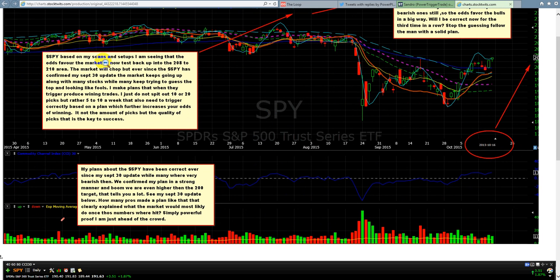SPY, based on my scans and setups, I am seeing that the odds favor the market to now test back up into the 208 to 210 area. Now, believe me, when the SPY was trying to even break 200, there were people saying it's going to go down. They're looking to short it. One of my good friends I know, Trade with Joe, big bear man, wrong, hugely wrong. But anyways, I don't want to get into that.